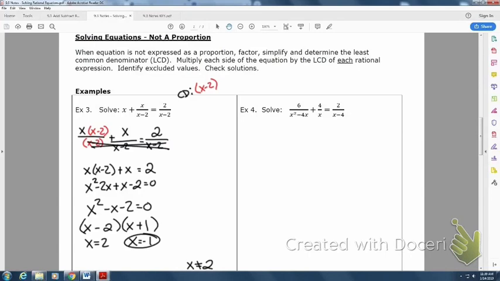Alright, so what's the only part of this problem that I can factor? What is the only part of this problem that I can factor? X squared minus 4x. What can I do to that?